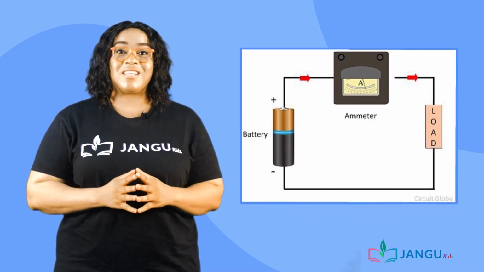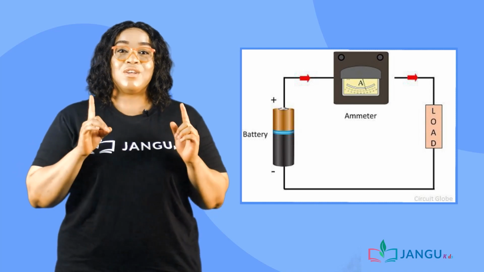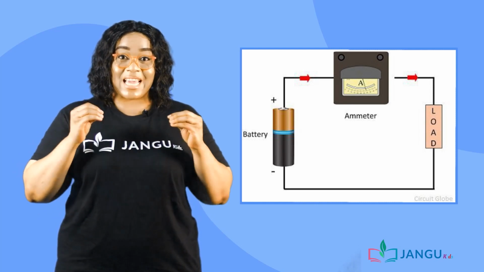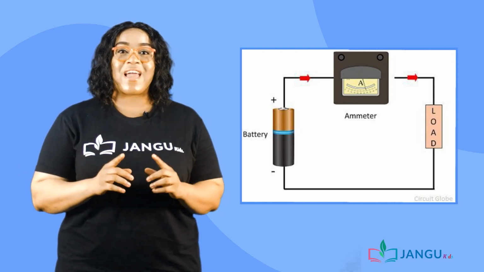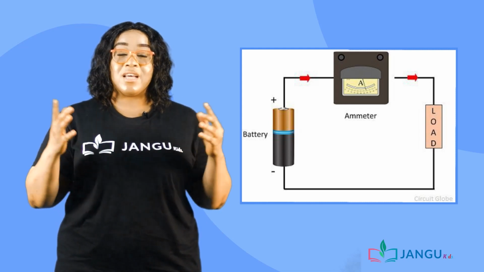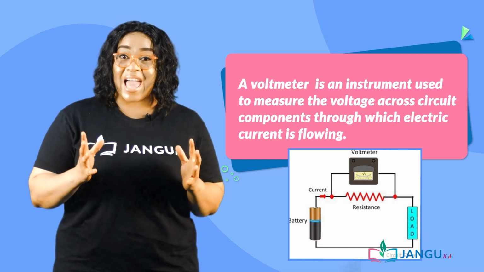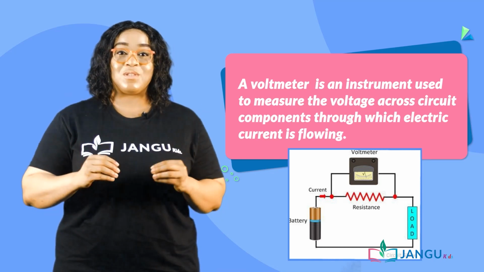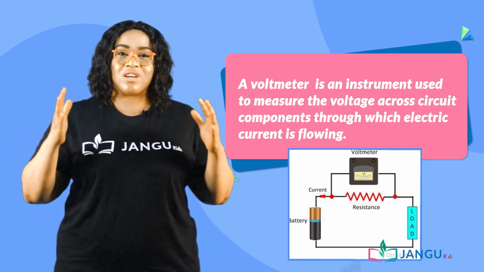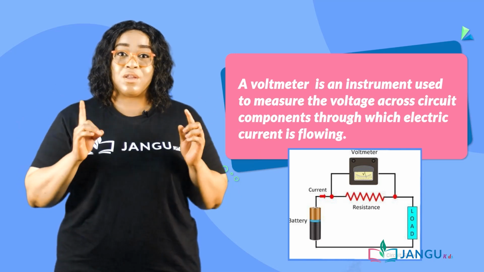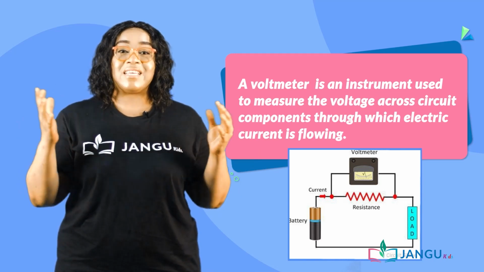An ammeter should have a low resistance so that its introduction into the circuit would not affect the value of electric current to be measured. A voltmeter, on the other hand, is an instrument used to measure the voltage across the circuit component through which electric current is flowing.